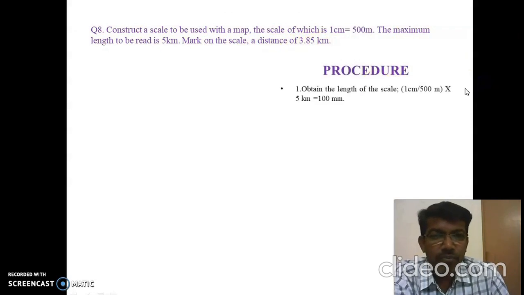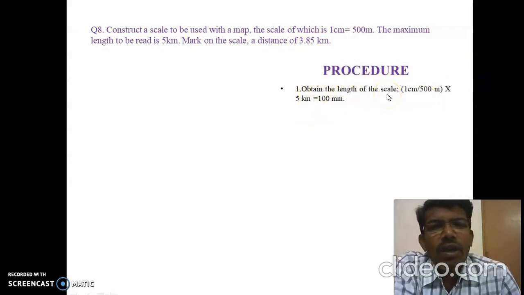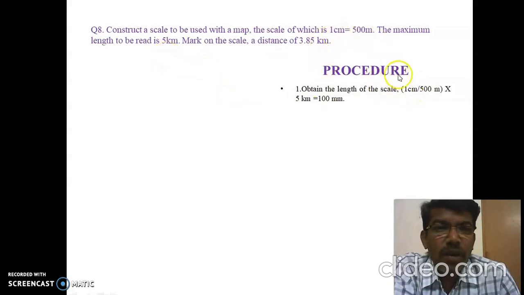Procedure: obtain the length of the scale. You know the definition and the formula for the length of a scale. LOS is equal to RF into the maximum distance. RF is nothing but 1 centimeter divided by 500 meters, into 5 kilometers, that gives you 100 meters. So how will you calculate?